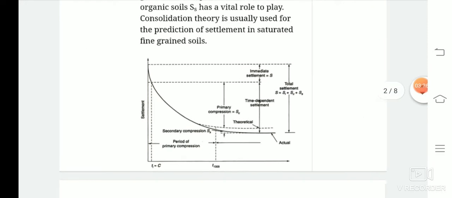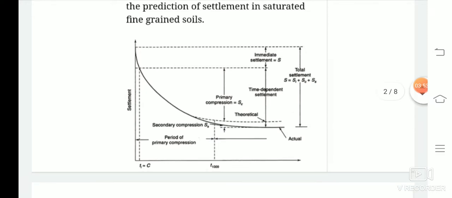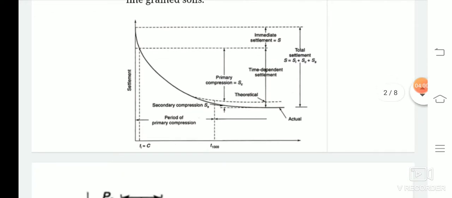So let us go through the curve that we have seen, that is time versus settlement. It can be seen that the total settlement of the soil is given by S equals SI plus SC plus SS. At the beginning, the topmost portion of the curve, the settlement occurring is a small amount and the time consumed is also very less. Suppose the time consumed for immediate settlement is t, and here the settlement we are getting for initial load application is SI.